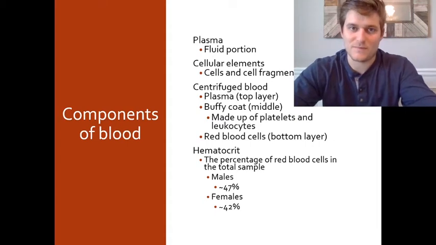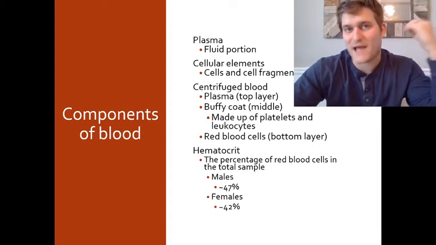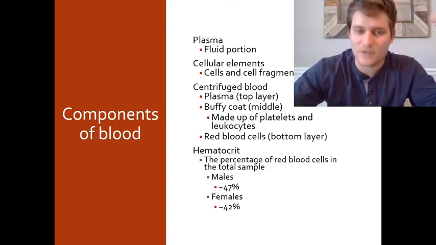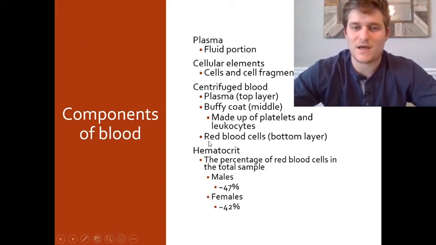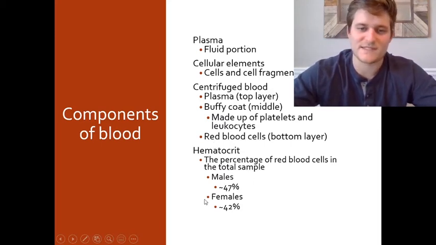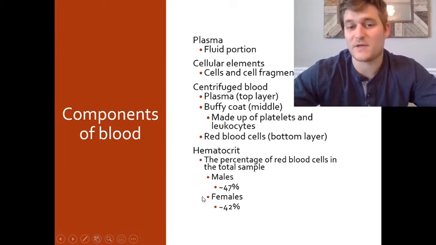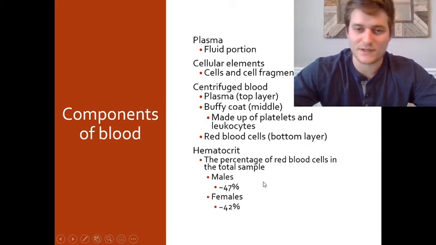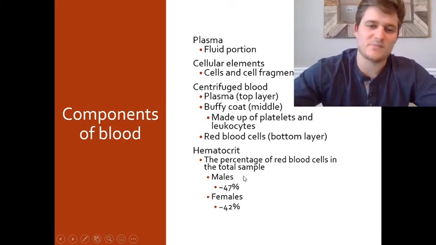And in addition to the plasma and the cellular elements in there, we also have what's called red blood cells or erythrocytes. And so the hematocrit is going to be the percentage of red blood cells to the total blood. For males, that's roughly 47%, and for females, it's 42%. The difference there comes from the hormone testosterone, which helps trigger EPO synthesis and release. And we'll talk a little bit more about EPO later.